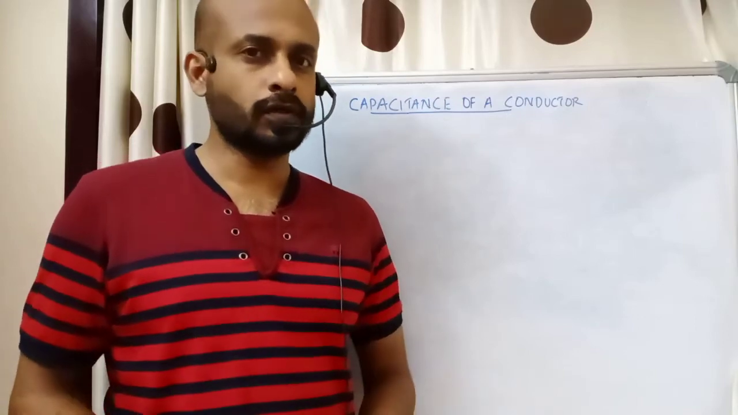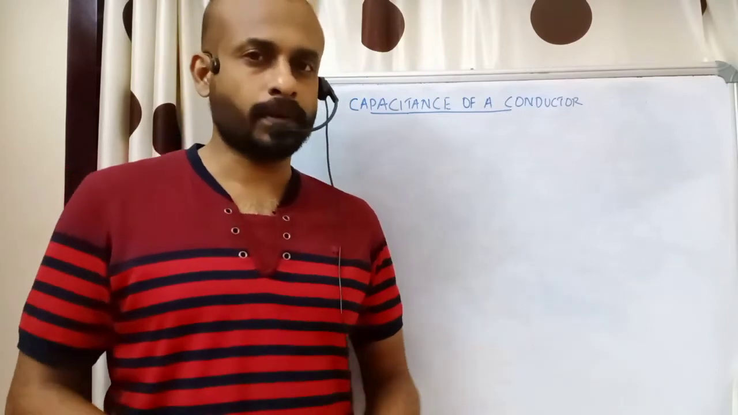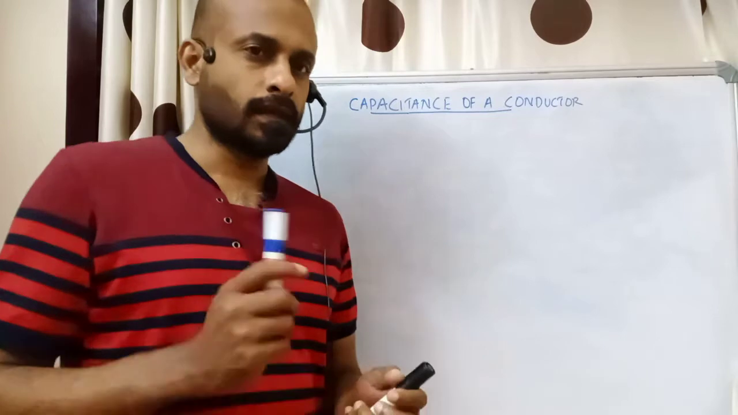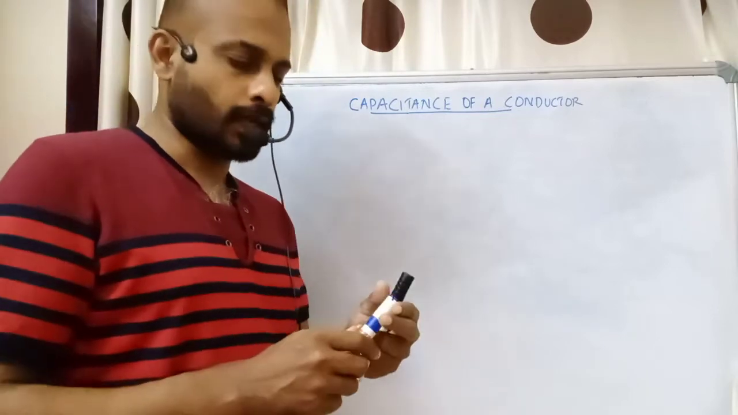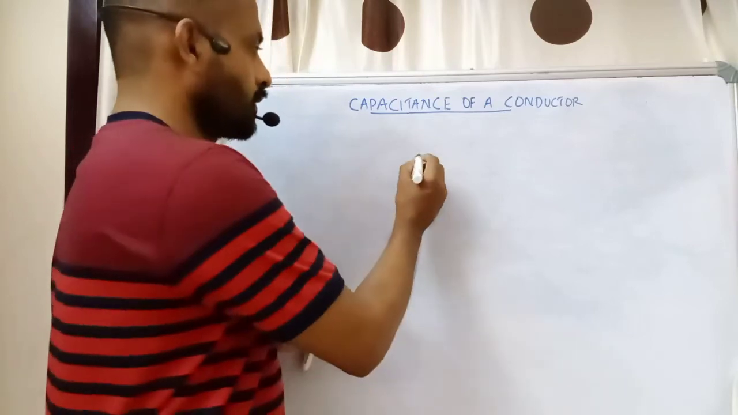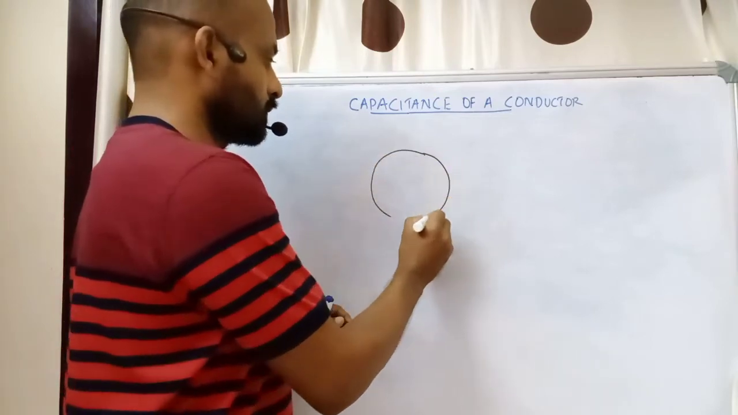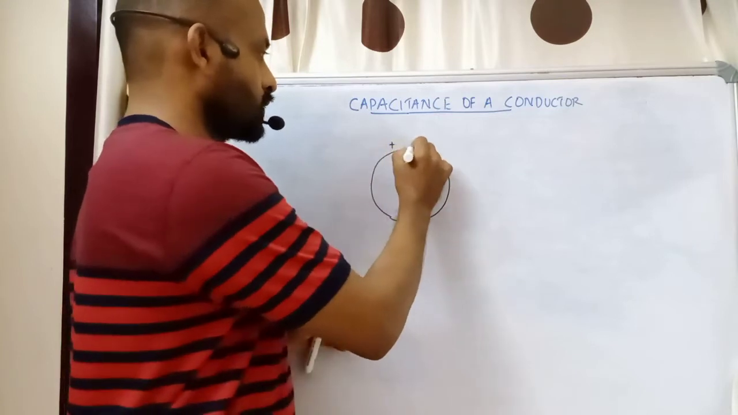Hi, today we are going to see capacitance, or capacity, of a conductor. Let us consider a charged spherical shell that we have learned in the previous classes. We have a charged spherical shell. This shell is containing positive charge.